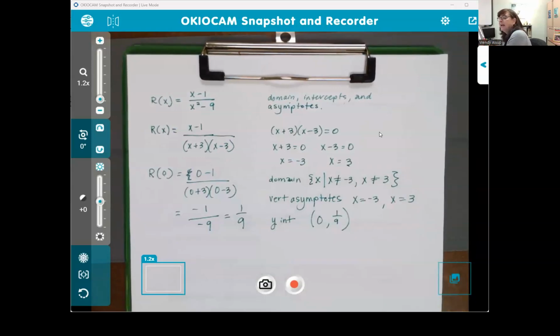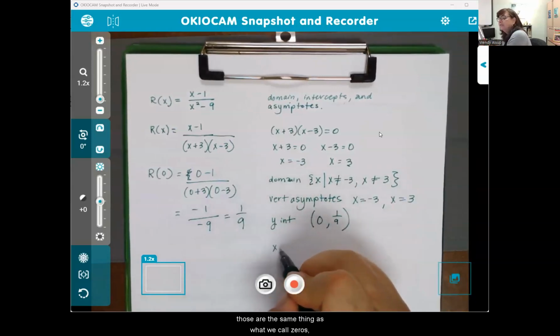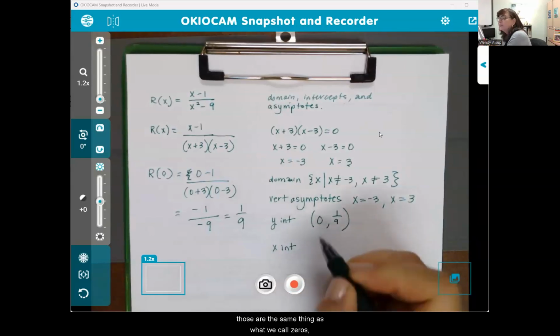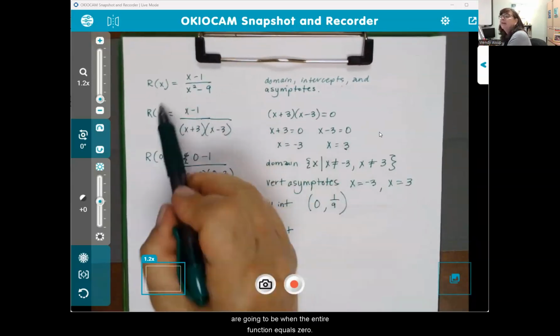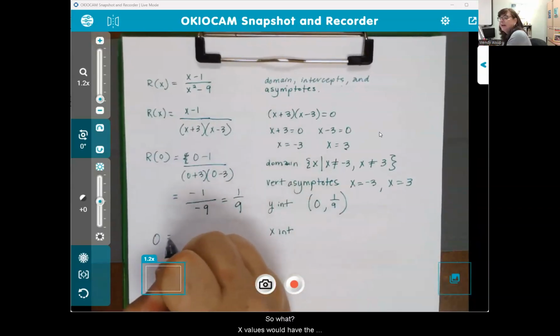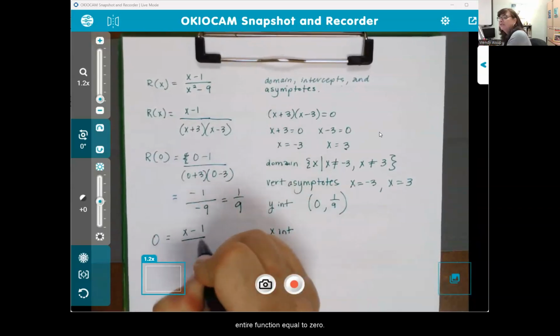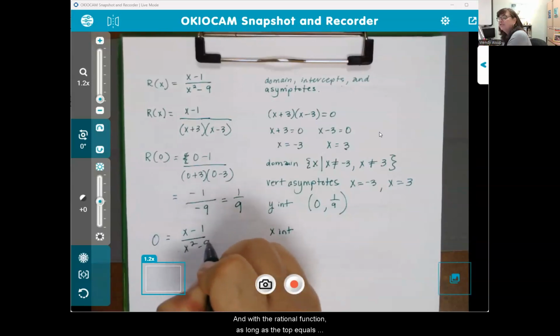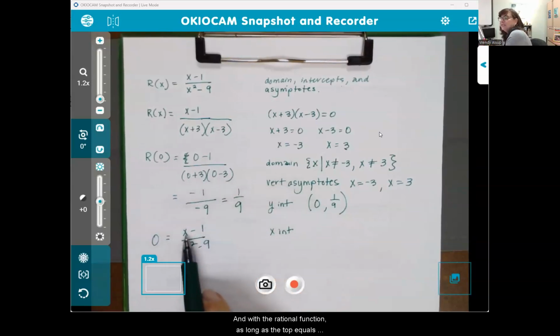Okay. Now your x-intercepts, those are the same thing as what we call zeros, are going to be when the entire function equals 0. So your y equals 0. So what x values would have the entire function equal to 0? And with a rational function, as long as the top equals 0, the whole thing will equal 0.